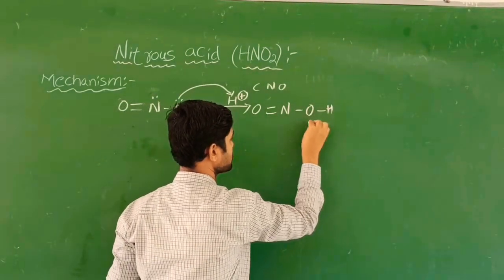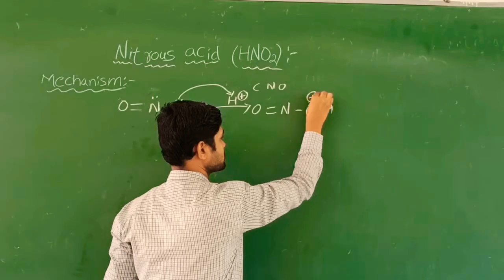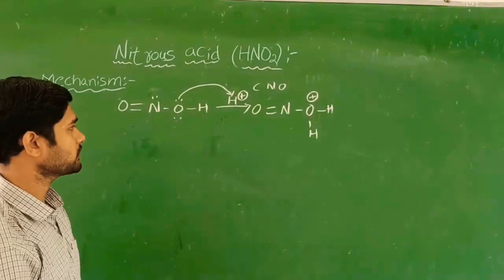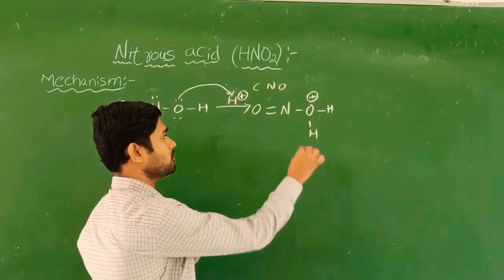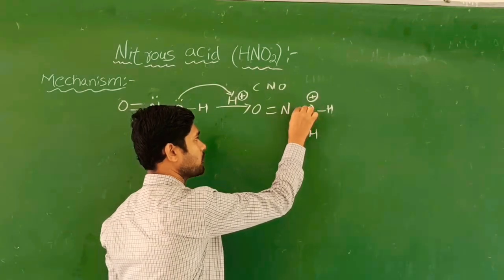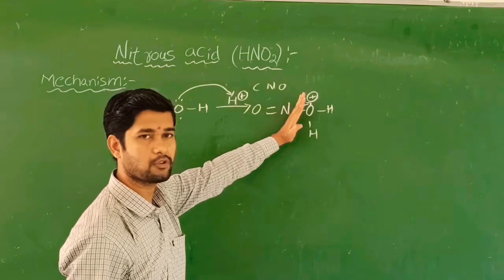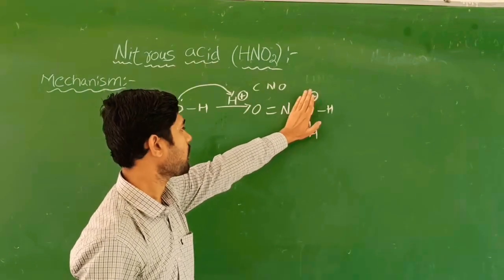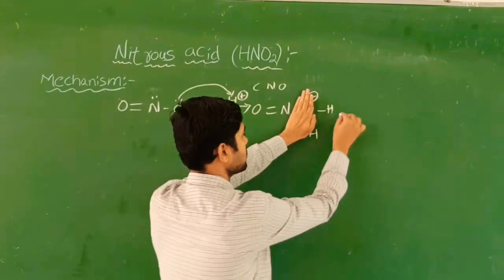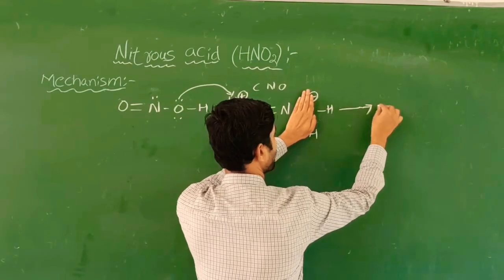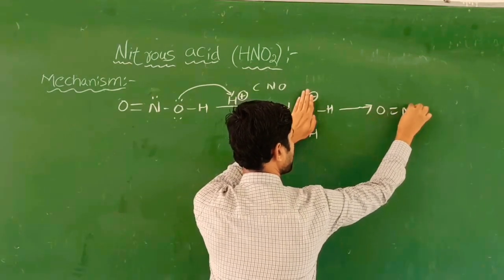Why is it unstable? Because of the plus charge on the oxygen atom. So what happens? Now this bond migrates towards the oxygen, because this is an unstable compound. Now we eliminate the water molecule. After eliminating the water molecule, I am going to write directly O double bond N plus.